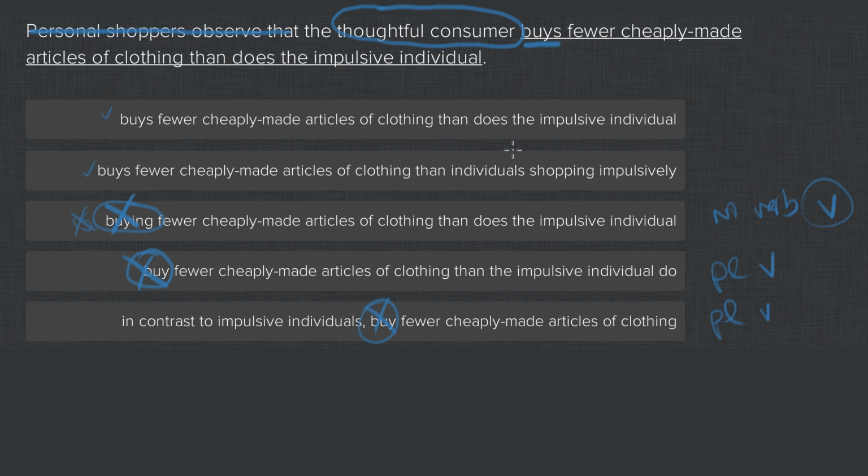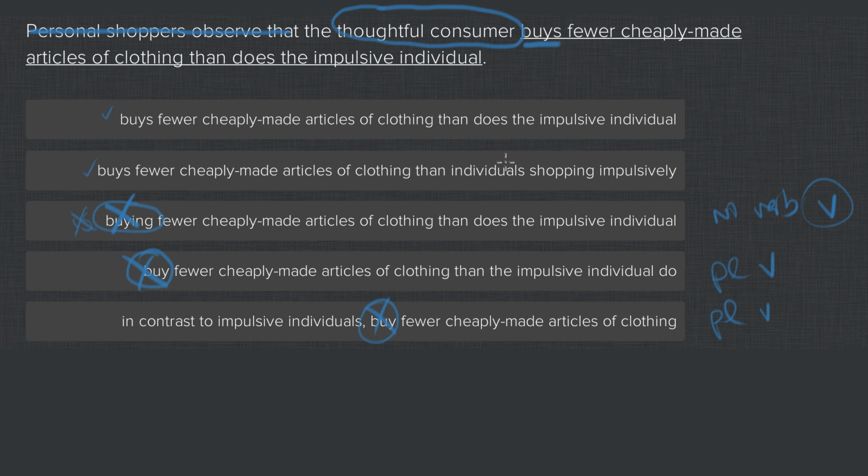Now, the rest of this is actually quite insidious. If you got this far, you did a good job. The rest of this is very challenging. We're actually creating a comparison between the author's intent, anyways, to create a comparison between the thoughtful consumer and individuals shopping impulsively.